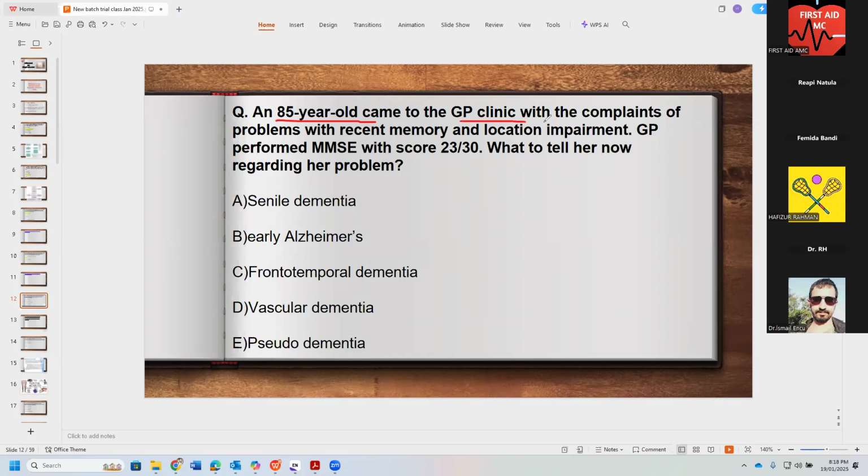"85-year-old came to GP clinic with complaints of problems with recent memory. Number one is clue and location impairment, so getting lost. GP performed mini mental state examination and the score was 23 by 30. What do you tell her regarding her problem? It's a senile dementia, early Alzheimer, frontotemporal dementia, vascular dementia, or pseudodementia."